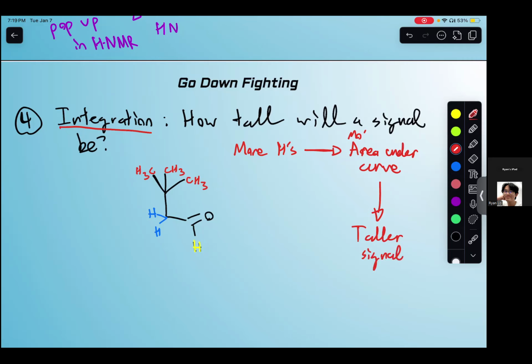The way I would draw this: the red signal will be here, the blue will be sometime here, and then the yellow will be right here. These are all singlets because there are no other neighboring H's. You can basically tell because there are 1, 2, 3, 4, 1, 2, 3, 4, 5, 6, 7, 8, 9 hydrogens belonging to this one signal, so it would be the tallest. There are certain ratios too, like maybe 3 to 1, 1 to 6. But at the end of the day, the quick way to do it is: more H's, taller signal.